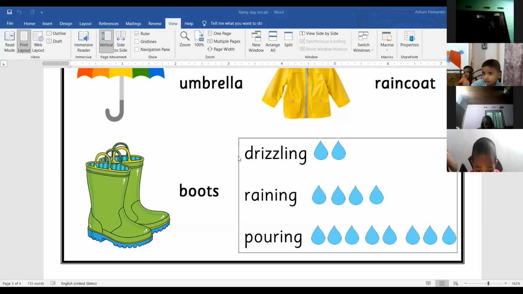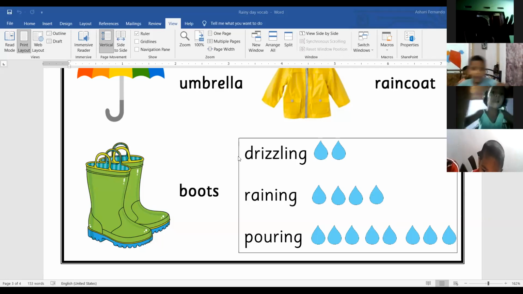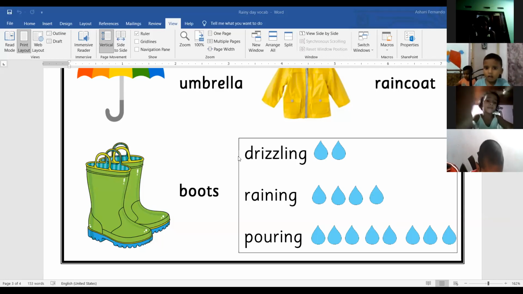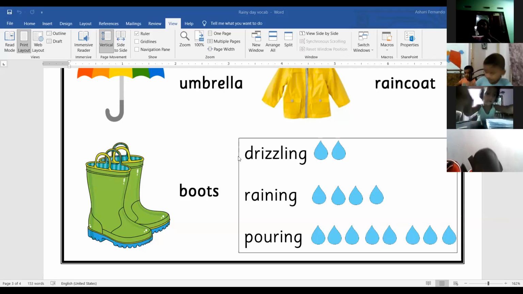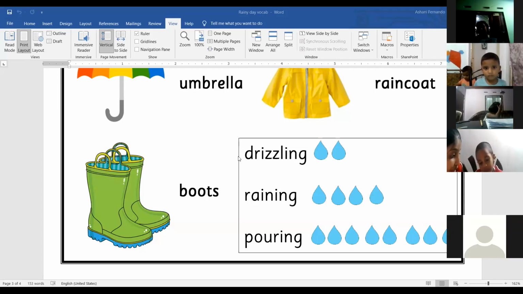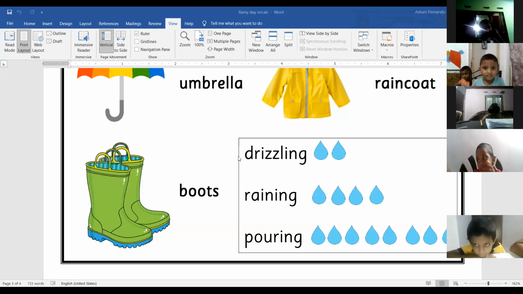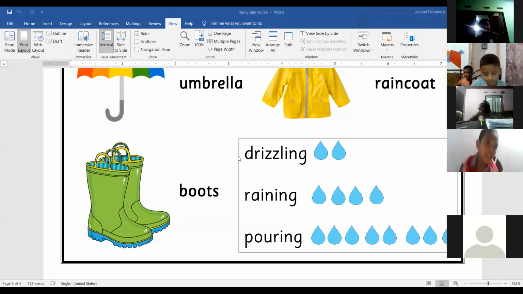Then when it's normal rain, what do we say? Raining. And when it rains very heavily, what do we say? Pouring. It's pouring. This is the way we say the different kinds. When it rains lightly, heavily, or normally, we call it by different words. These are the words.